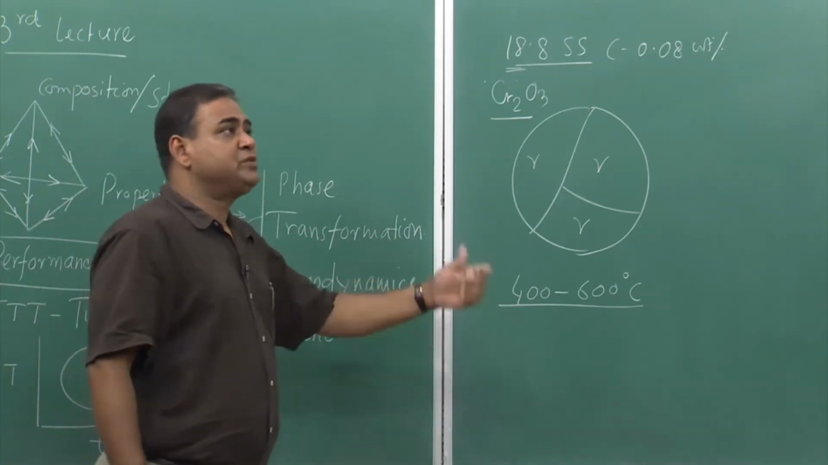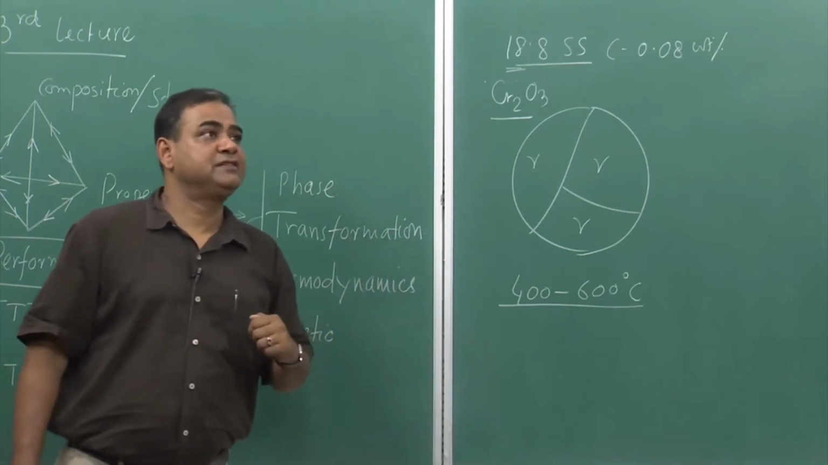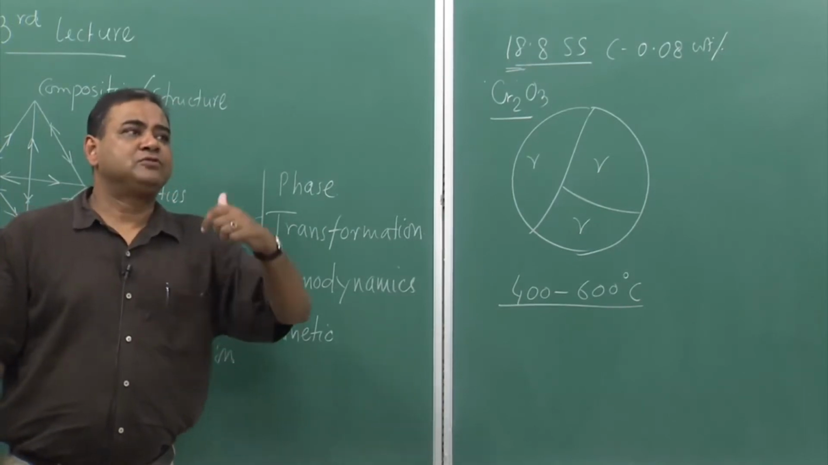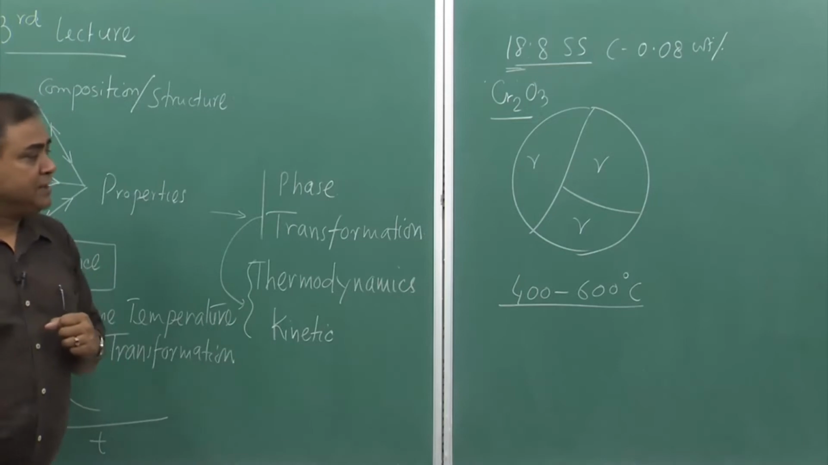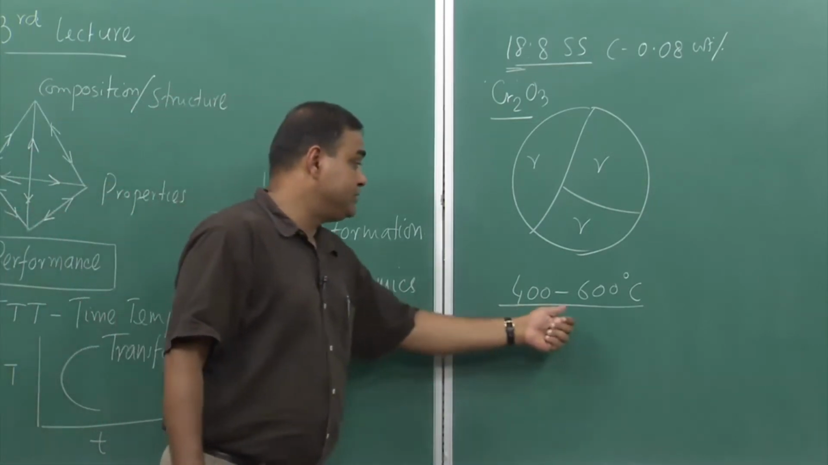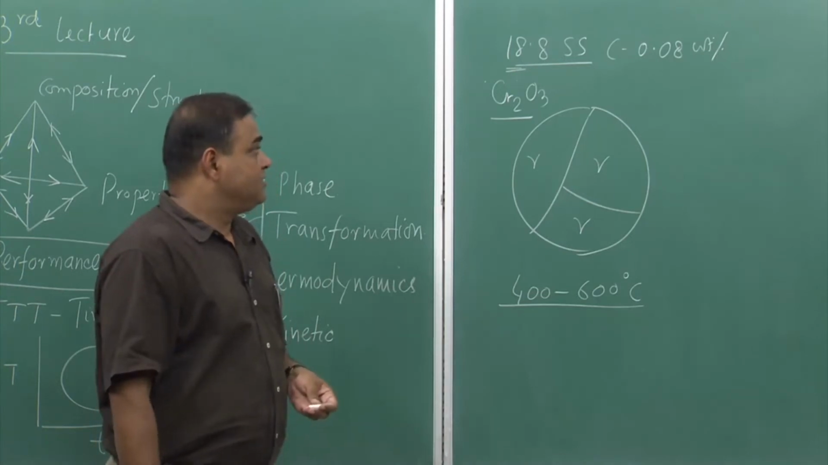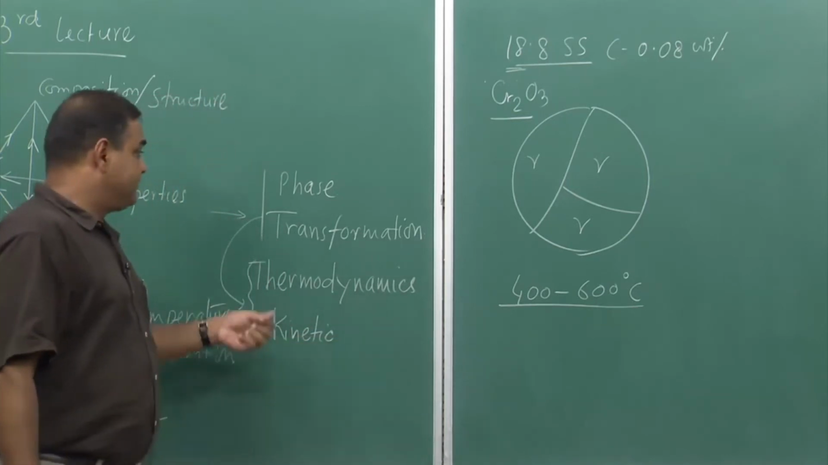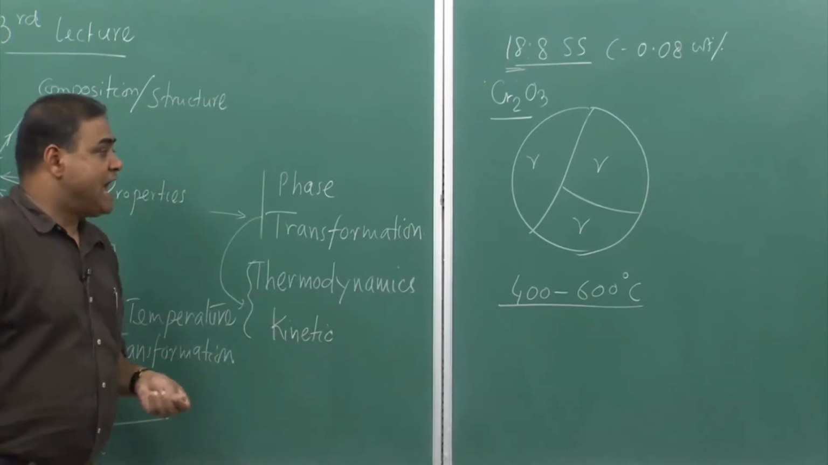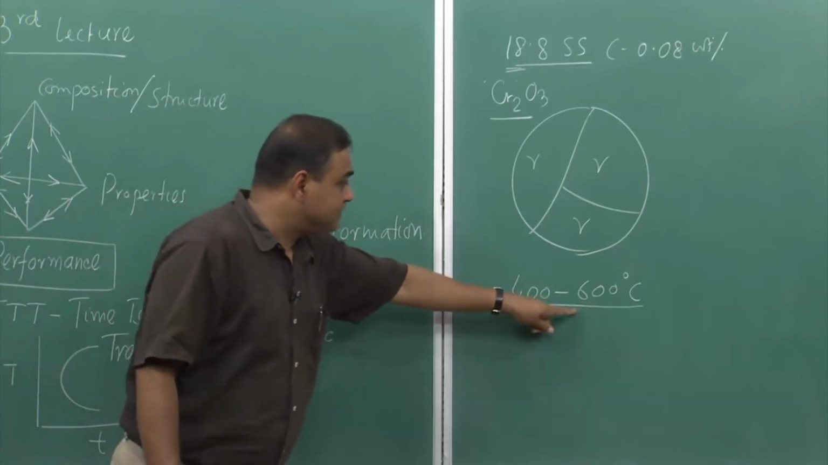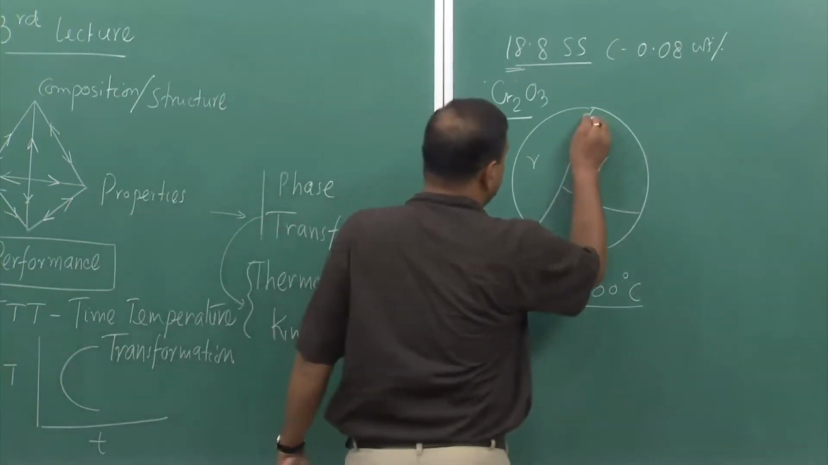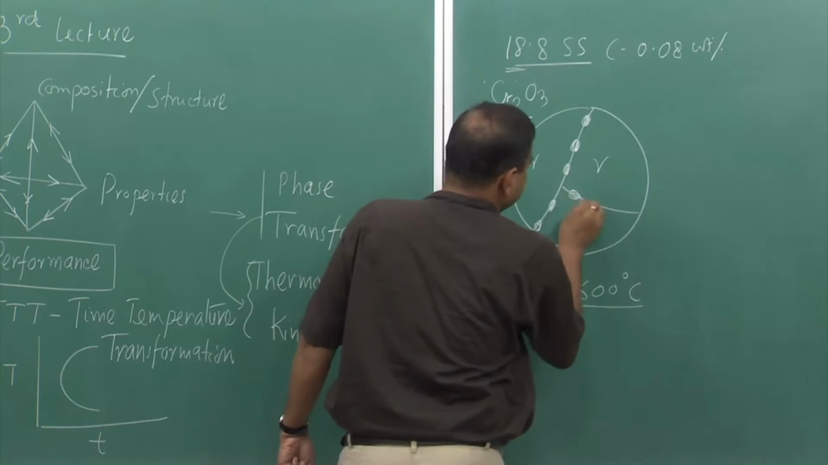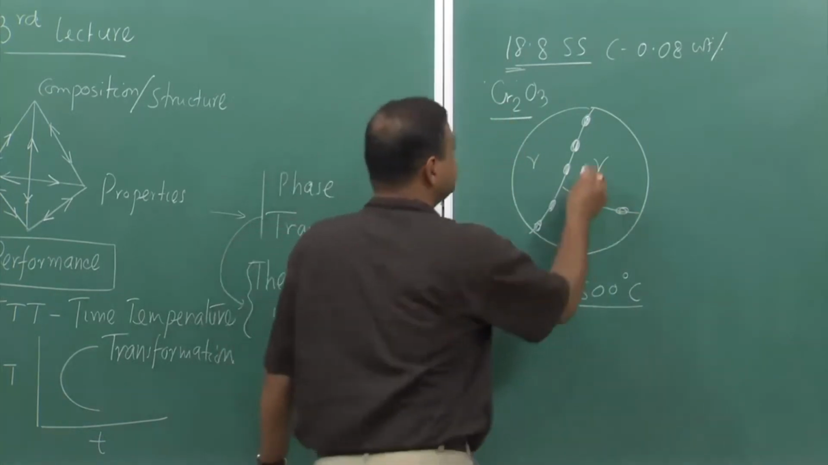Okay? Or sometimes when we quench it after solutionizing, we need to remove the quenching strain. So, sometimes we have to do a little stress relieving operation, and during that stress relieving operation, if we heat it to this particular temperature range, something interesting happens, some transformation happens, and that is nothing but the phase transformation. And in this particular temperature zone, the chromium carbide precipitates along the grain boundaries.